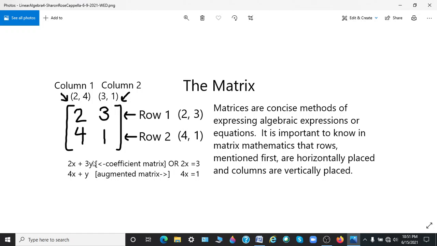This would be 2, 4, 3, and 1. Doesn't matter. It's the same matrix because it's the same amount of numbers in the same positions. All you're changing is you're saying the variables x and y. Like this is an x column, this is a y column. But in this case, it would just be an x column and they would be equal to these numbers. These are numbers, not variables. So they would be augmented to those results, and thereby you could actually solve the equations.